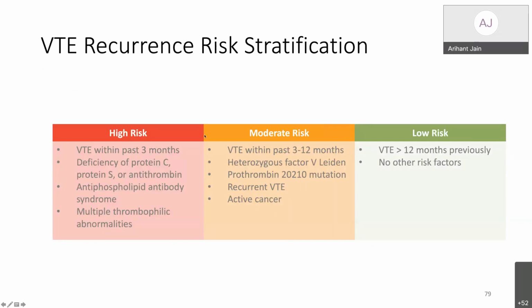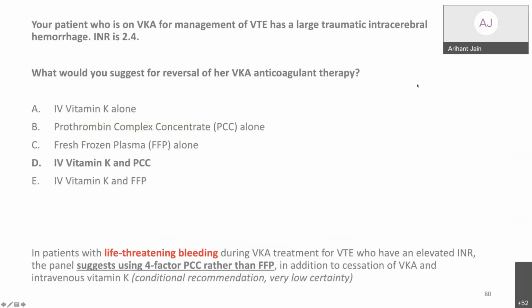Yes, sir. So this is the risk stratification for VTE. There are certain high risk things like thrombophilias, APLAs, VTE within the past 3 months. Moderate risk is 3 to 12 months, heterozygous factor V Leiden, active cancer. Low risk is VTE more than 12 months. So for moderate to low risk, you can just stop the drug, do the procedure, and again restart the drug.